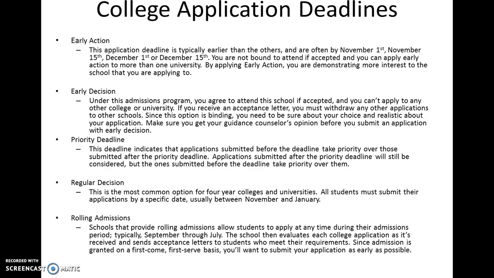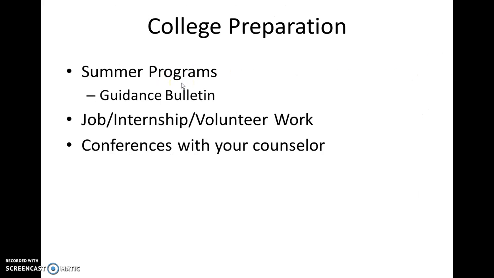There are 5 major application deadlines that you will run across typically: early action, early decision, priority deadline, regular decision, and rolling admissions. Early action is typically earlier than others, as it indicates in its name, and are often found on these dates: November 1st, November 15th, December 1st, or December 15th. You are not bound to attend if accepted, and you can apply early action to more than one university. By applying early action, you are demonstrating more interest to the school that you are applying to.